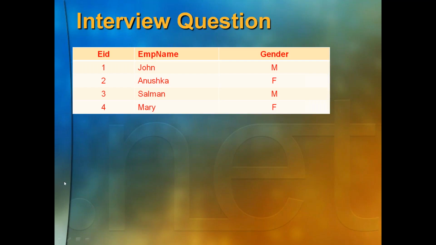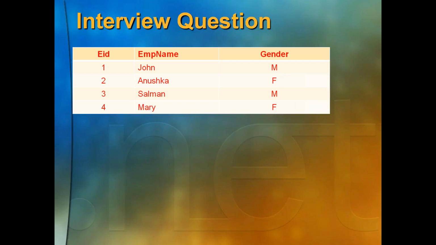And one more interview question. I have some data like this: John, Anushka, Salman, Mary, and male, female, male, female. So what is it that they wanted to have? They wanted to have an update statement. Okay. So you have to write an update statement. Wherever there is a male, it has to become female, and wherever there is a female, it has to become a male. Okay, so very simple, clear. So do you understand what the interview question is? You write a single update statement. Wherever there is a male, it has to become female, and wherever there is a female, it has to become male.